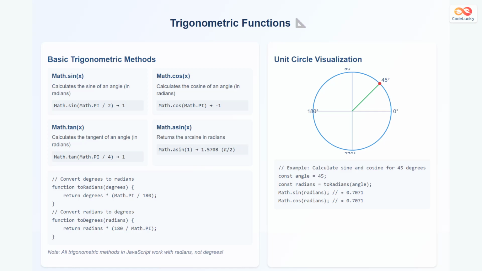The method Math.tan computes the tangent of an angle, once again in radians. As an example, Math.tan of Math.PI divided by 4 equals 1. Also included is Math.asin, which gives the arcsine in radians. All of these trigonometric methods in JavaScript work with radians and not degrees. To convert from degrees to radians, the given formula must be used. To convert from radians back to degrees, a different conversion formula must be used.